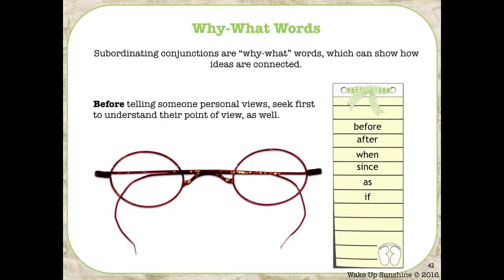Well, welcome back to our next topic sentence type. We've already done utilizing quotes of an expert as your first topic sentence form that you can use to benefit your writing. The next one is known as why what words. Why what words are simply subordinating conjunctions, which can show how ideas are connected together. The key here is that subordinating means that it needs help or assistance. It can't stand alone on its own.